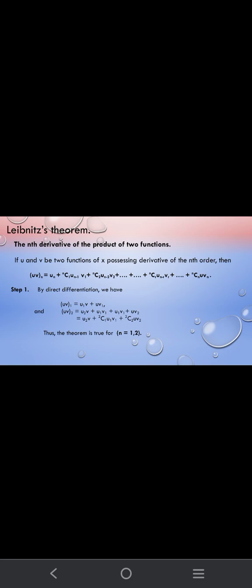This theorem will be proved by mathematical induction. Step 1. By direct differentiation, we have the first derivative of uv is equal to u_1 v plus u v_1, and the second derivative of uv is equal to u_2 v plus u_1 v_1 plus u_1 v_1 plus u v_2, which is equal to u_2 v plus 2C1 u_1 v_1 plus 2C2 u v_2. Thus, the theorem is true for n equal to 1 and 2.